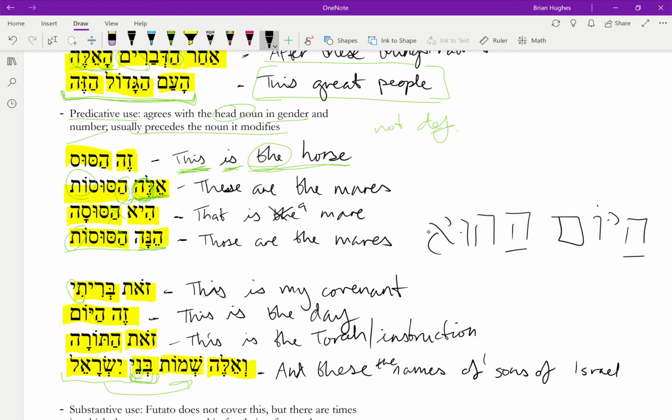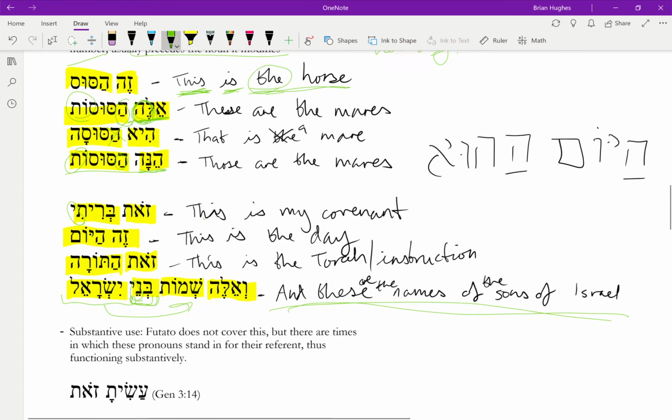This is how in the Hebrew, and most English translations are doing a good job with this, Exodus starts. And these are the names of the sons of Israel, who came into Egypt with Joseph.